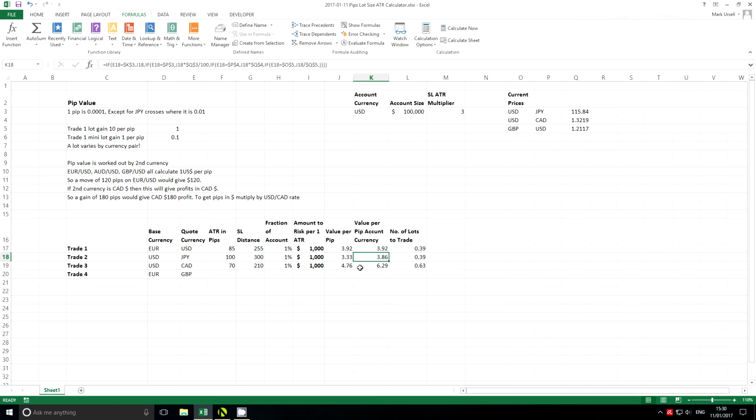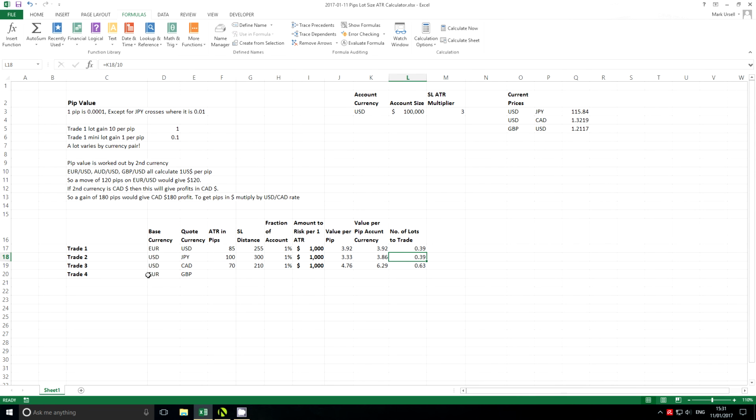Now, we need to adjust this value per pip to take account of the fact that we're not trading a JPY account. So how do we do this? Well, quite simply, just find out the current price of the USD JPY, and then we need to multiply, dividing by 100 because JPY crosses are quoted at 0.01 rather than 0.0001, and we get to a value per pip of 3.86. We're going to divide that by 10, and we find out that we need to trade 0.39 lots, and we will risk exactly $1,000 per trade.